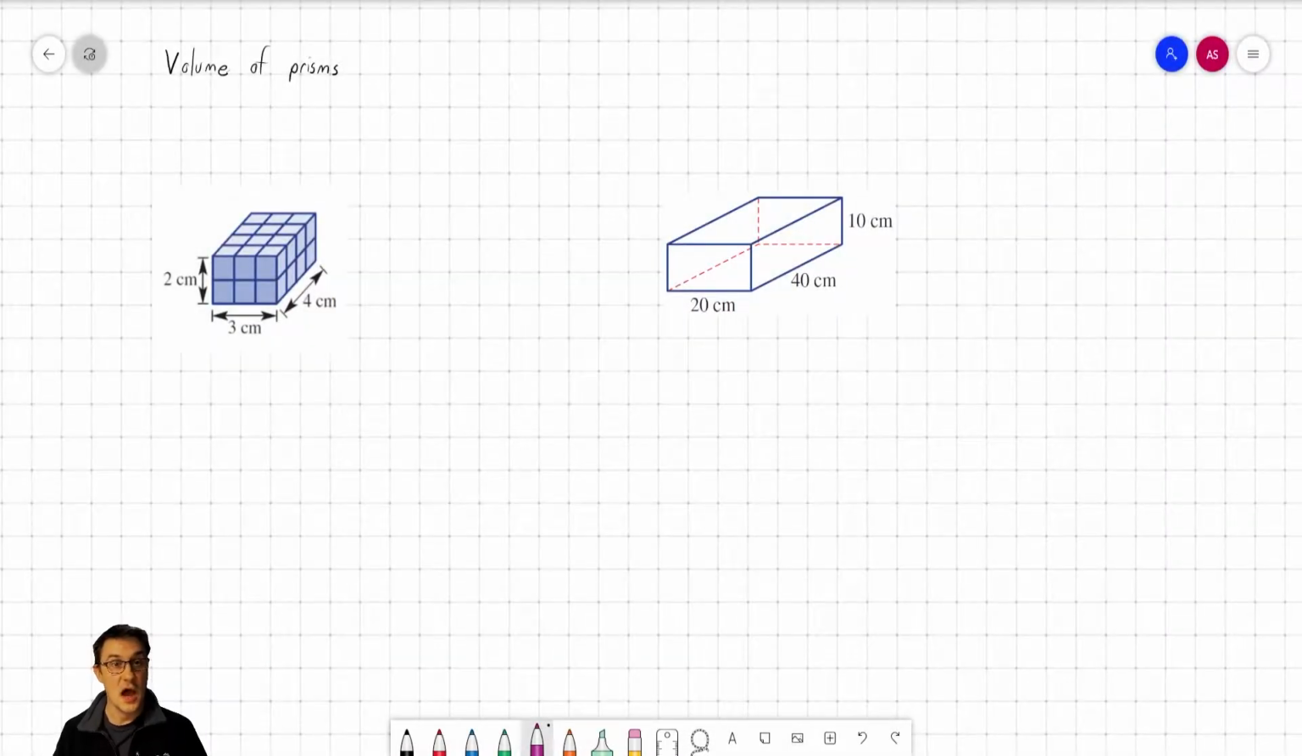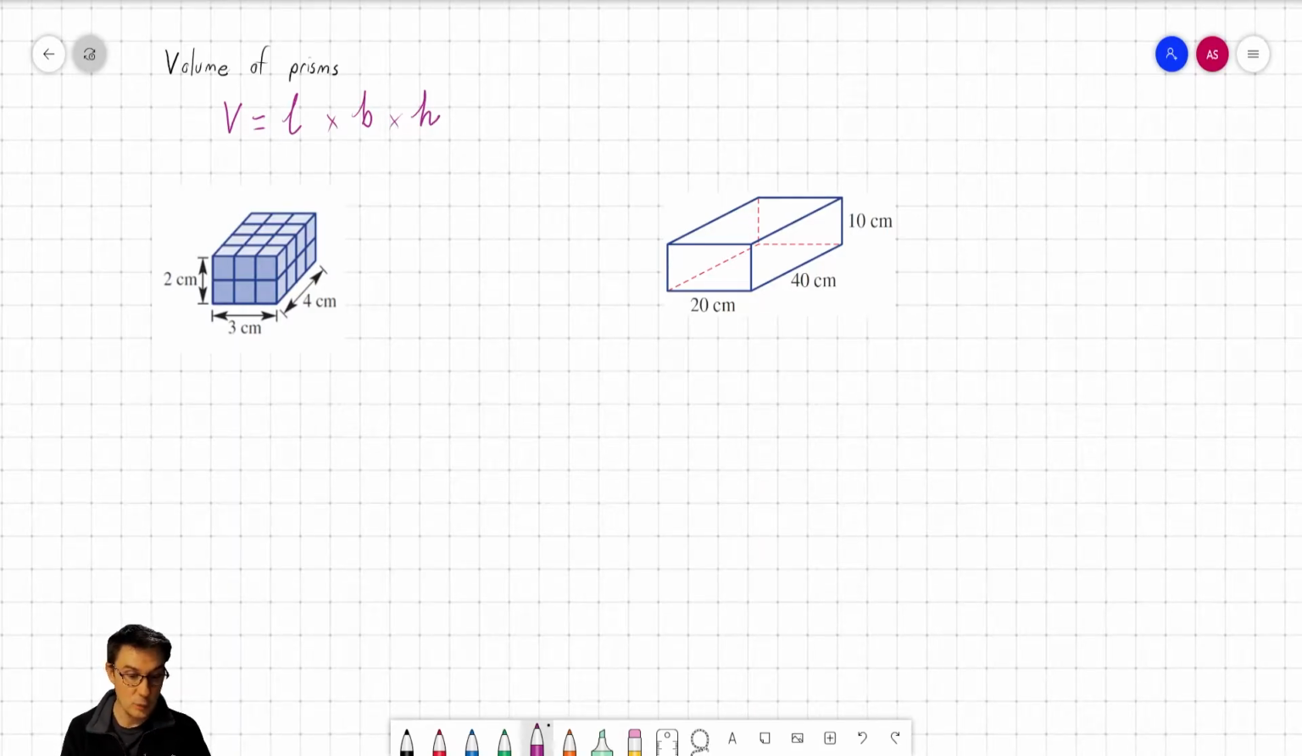Amazing people. What we're doing now is we're looking at the volume of prisms and we're going to work out how to calculate volumes. Now, one of the key ways of doing this, particularly when you've got rectangular prisms, is to use this formula where we're going to have the volume, and that's going to be equal to the length times the breadth times the height of the solid object we've got.